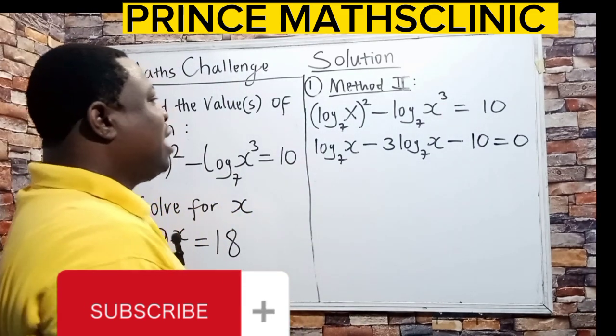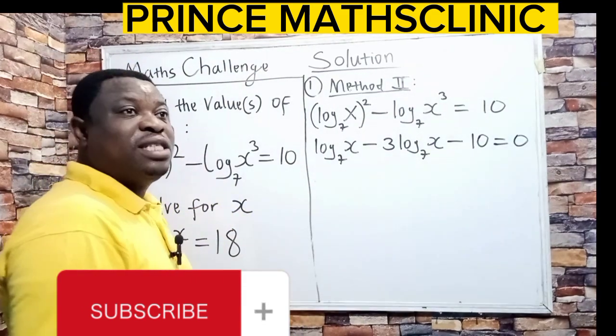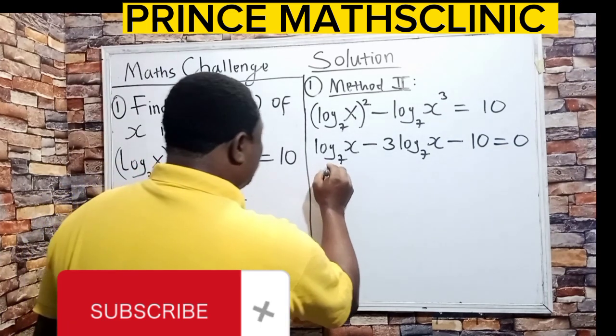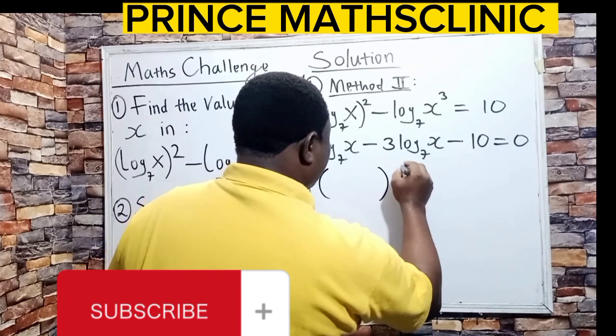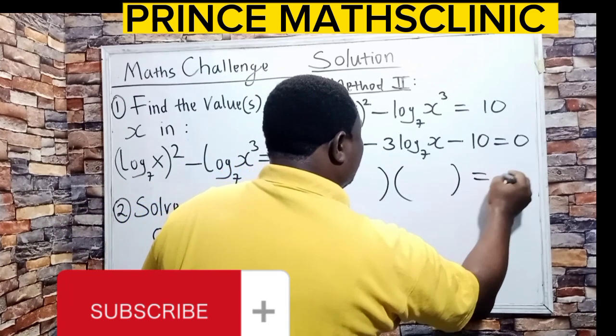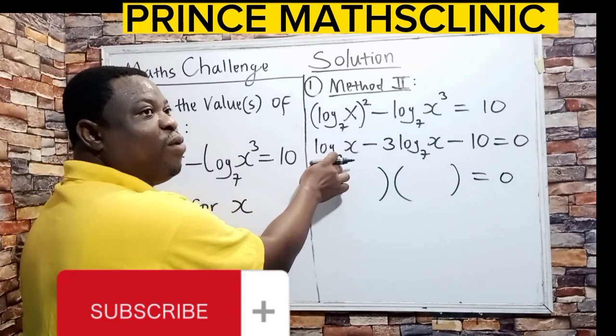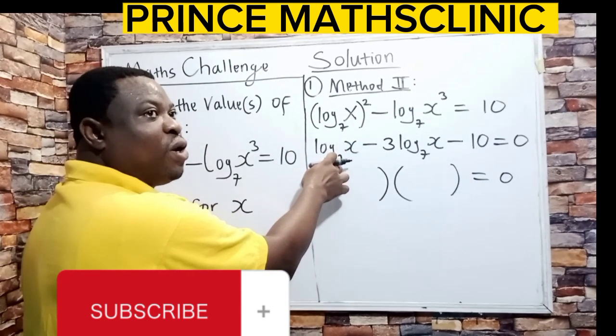Then this is a case of a quadratic logarithmic equation. Therefore, I can open two brackets and say equal to 0. Then what I want to look for is x, and it is in the form of log in base 7.